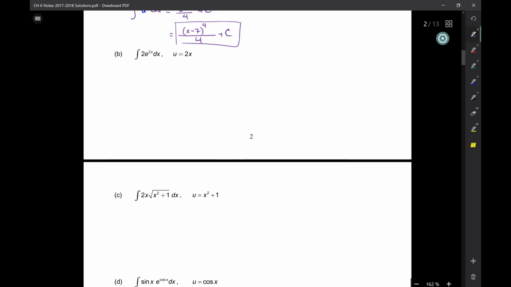I have 2e to the 2x. This 2, that's nothing. That could be taken out, brought back in. That's not part of the function. So here I have an exponential function. Exponential functions normally look like e to the x. How has this one changed? It's e to the 2x. So what would u equal in this case? U would equal 2x. So now du is equal to what?